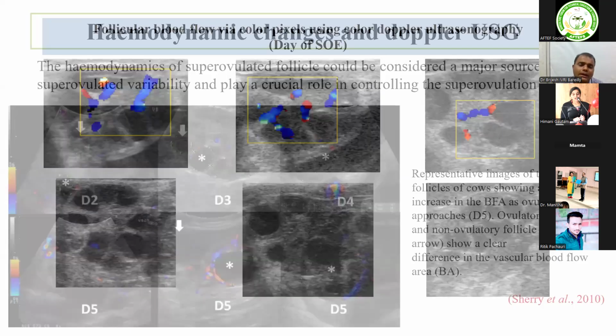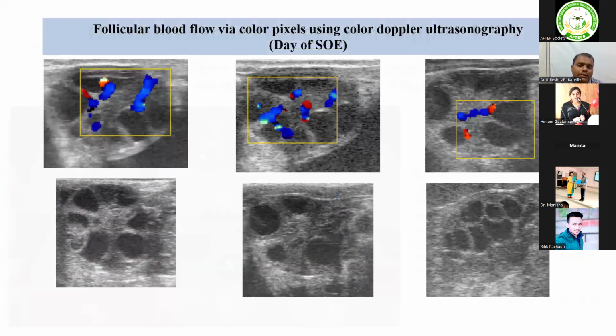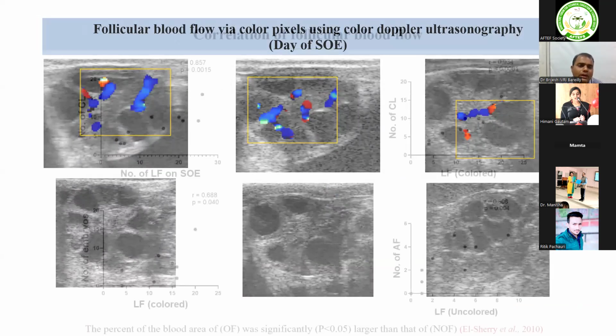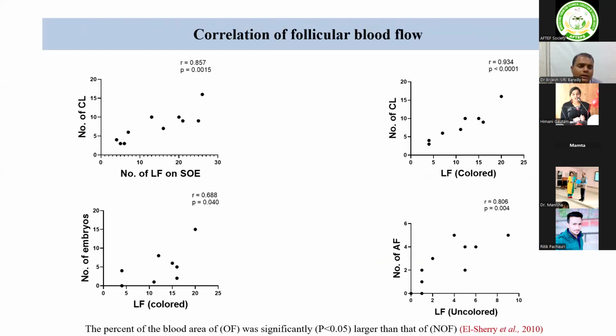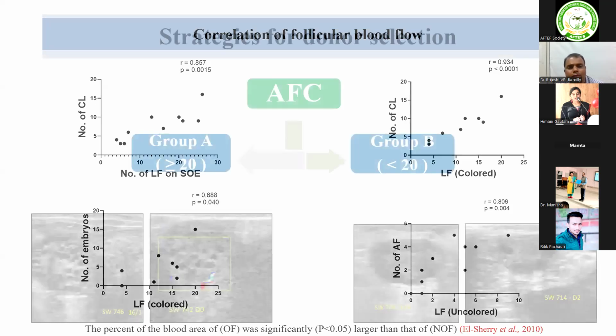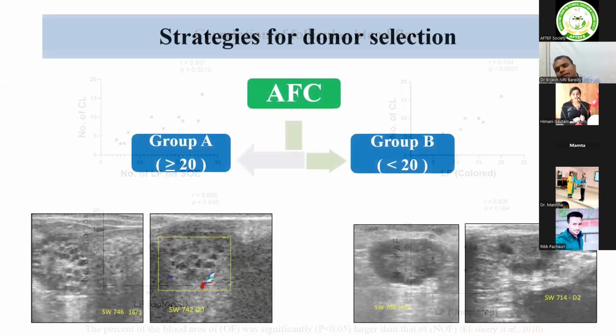In that context, we started and found that ovaries with good blood flow are giving better results, and there is a good correlation: if there are more large follicles on the ovary, we get more CL. More colored follicles are related to more CL and more embryos, and uncolored follicles are related to fewer. And what about the strategy for donor selection?